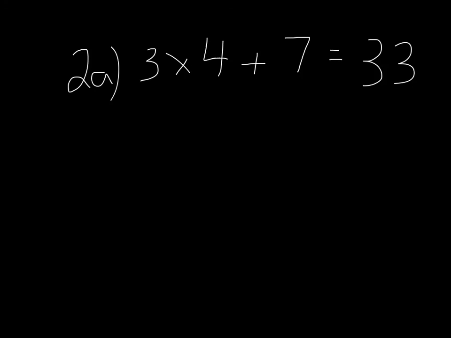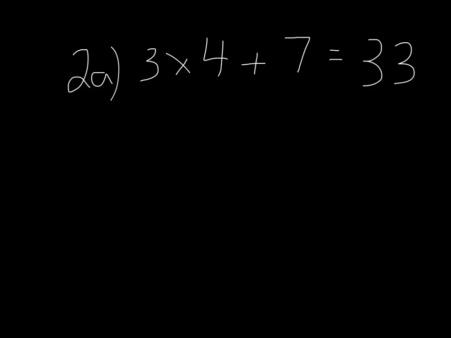For question 2a, we have 3 times 4 plus 7 equals 33. According to the PEMDAS order of operations, I should do from left to right, right? And especially I should do multiplication before I do addition. Let's try that. If I do 3 times 4, I get 12. Plus 7, what's 12 plus 7? 19. So is this statement true? Nope, that's not 19, it's 33. How can I make this so that it equals 33? Where could I put my parentheses?